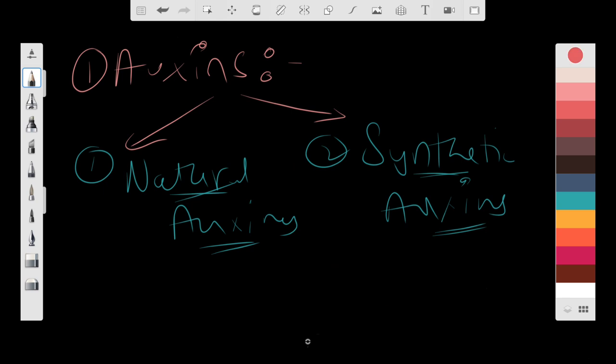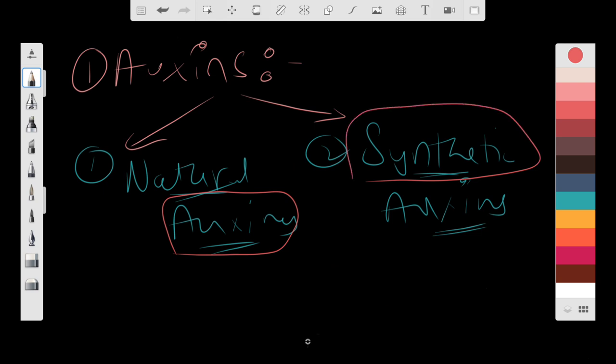Yes, let's write what are natural auxins. These are naturally occurring auxins. As per the name you can see, they are naturally occurring auxins. Synthetic auxins are synthetically prepared in the laboratories. Now, naturally occurring auxins examples are, remember these, as we have spoken before, IAA, indole acetic acid. It is also an auxin, and auxins are the derivatives of indole acetic acid. Yes, IAA, indole acetic acid, and IBA.